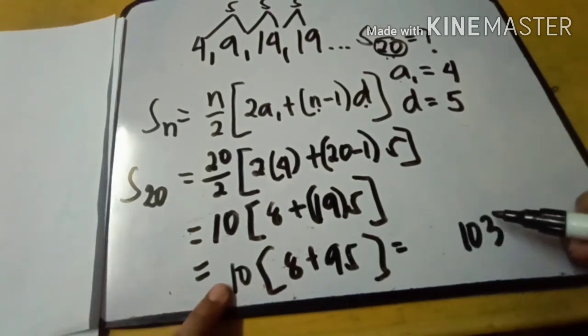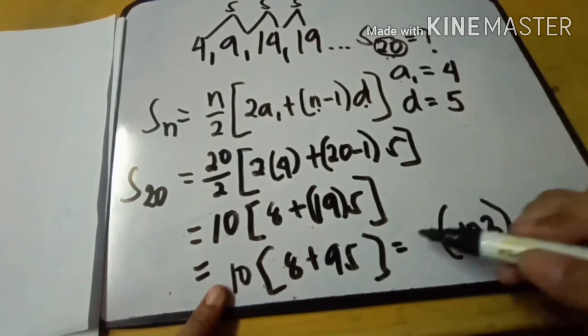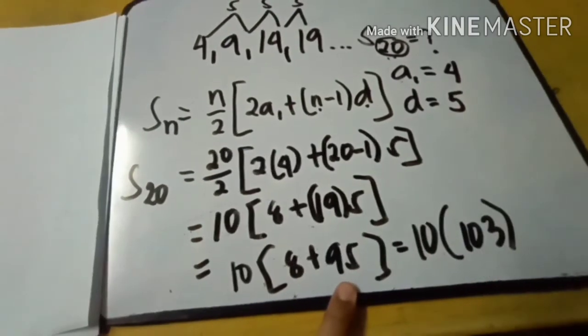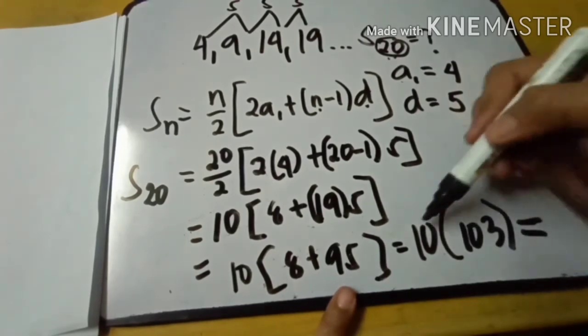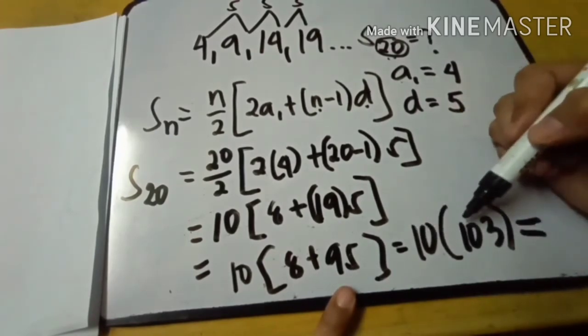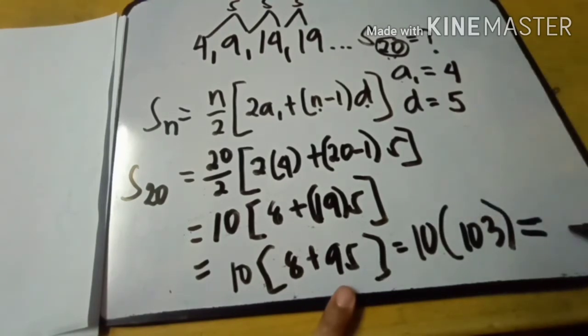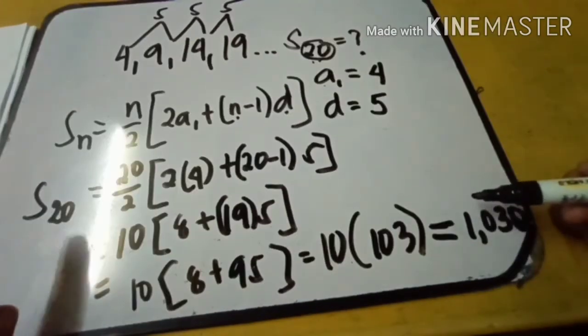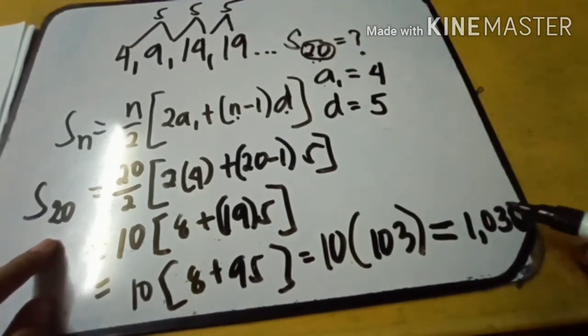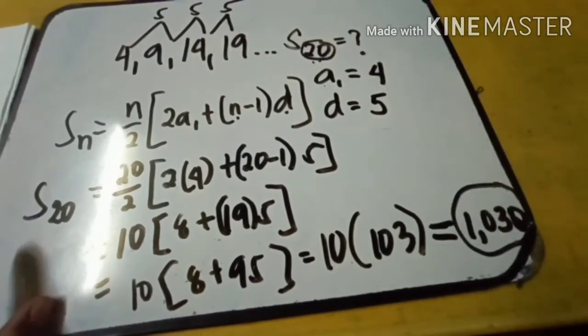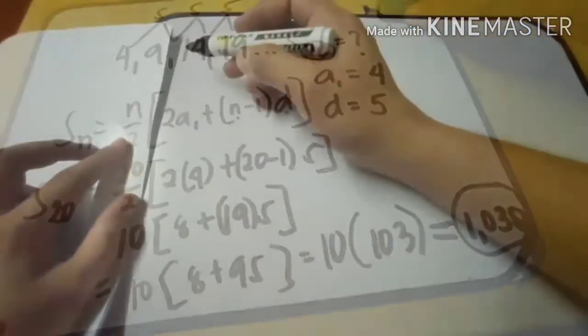Then we have here 10. So we multiply this 103 by 10. And to finalize, we have to multiply these two numbers. 10 times 103 will give us 1030. So this means that the sum of the first 20 terms of this given sequence is 1030. So I hope this is clear.